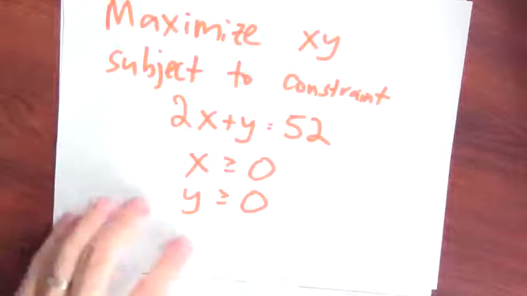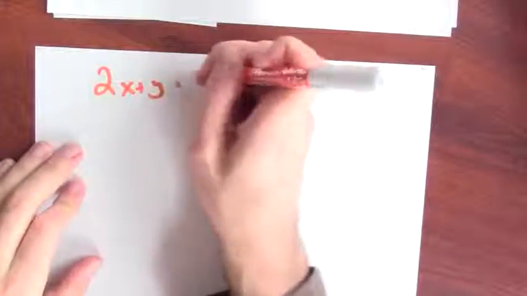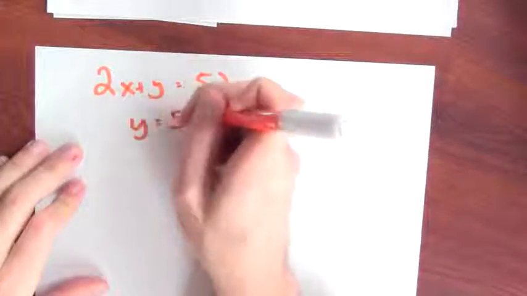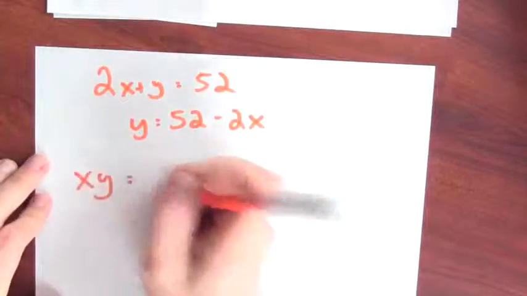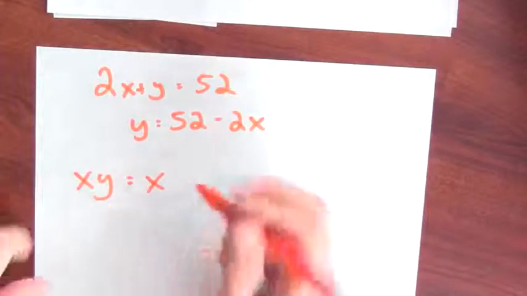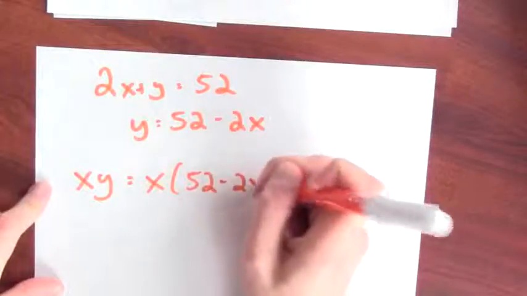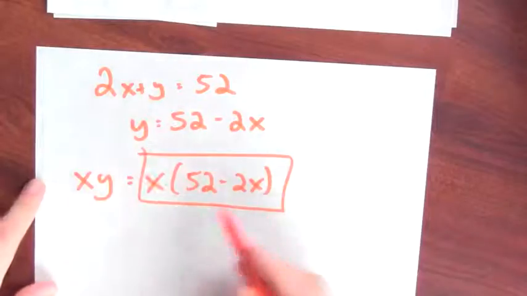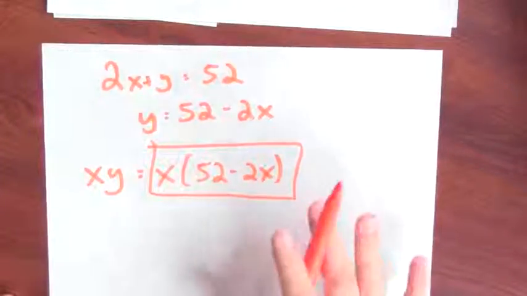Now, I use the constraint to solve the thing I'm trying to optimize for a single variable. I've got that 2x plus y is 52, so I could solve for y. y is 52 minus 2x. The quantity that I'm trying to maximize is x times y, but if y is 52 minus 2x, then I'm really trying to maximize x times (52 minus 2x), because this quantity is y. So this is the function of a single variable that I'm trying to maximize.